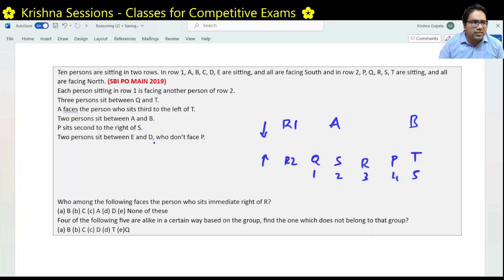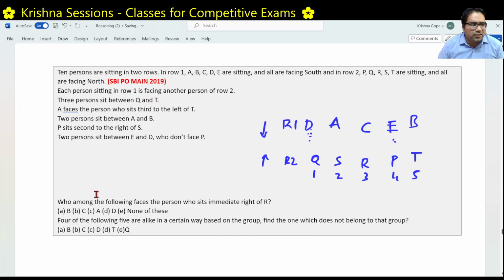Two persons sit between E and D. D doesn't face P. Two persons have to sit between E and D. What are the only slots that are available? 1 and 4 only. Then only two people can be accommodated. If E sits here, D will sit here, or if E sits here, D will sit here. But here it says D will not face P. That means D has to sit here and E has to sit here. What does that mean? C has to sit here. A, B, C, D, E. This is the final structure.